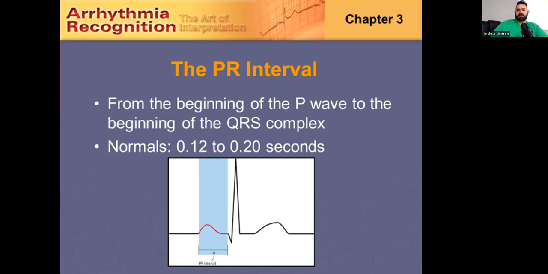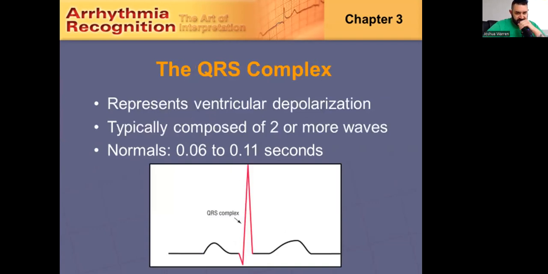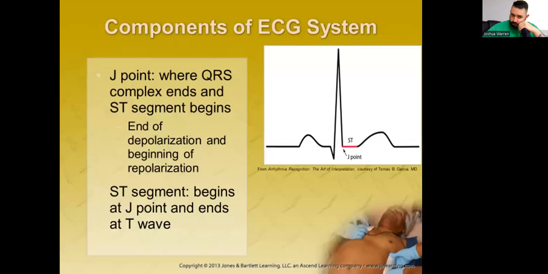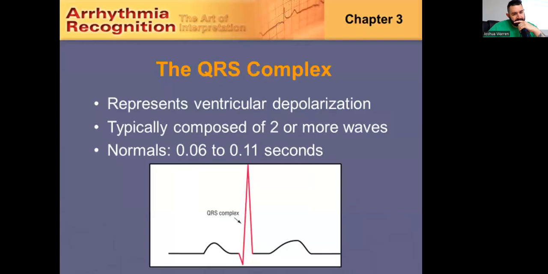The QRS complex represents ventricular depolarization. It's usually two or more waves together. Normal is 0.06 to 0.12, or 1.5 blocks to 3 blocks wide. If it's greater than 3 blocks, who's running the show? Ventricles. Let's go with 12, so nothing more than 0.12. Anything greater than 0.12 is definitely ventricular involvement. 0.10, 0.11, that's splitting hairs, really.